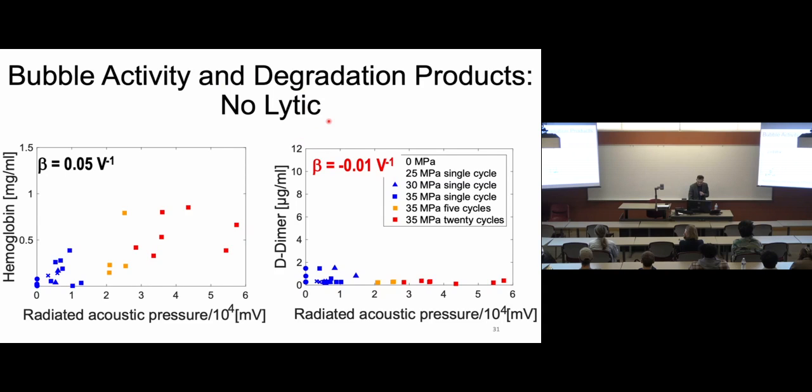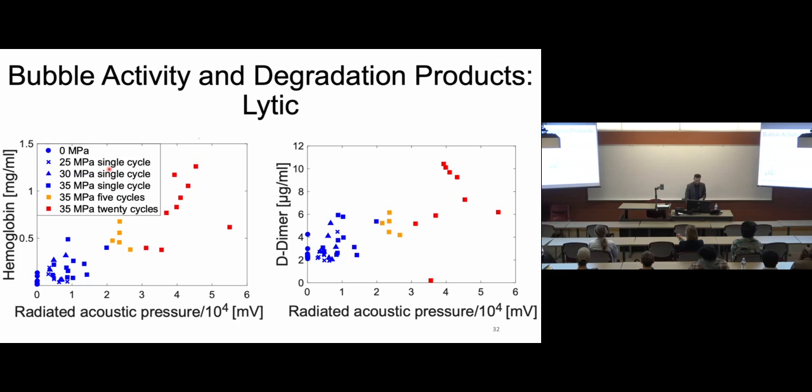Again, in this case, in the absence of lytic, there's no D-dimer. Bubble activity is not contributing at all to breaking down the fibrin mesh, because we know it just is not very good at breaking down the extracellular structure. In contrast, there is a strong relationship between the amount of radiated pressure and hemoglobin here. And so in this case, most of the bubble activity is just going to breaking down the cells within the clot.